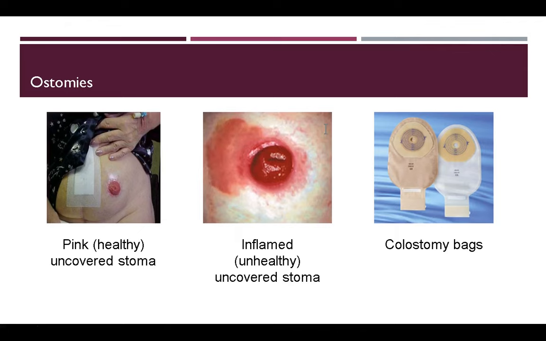The first picture to the left shows a pink, healthy colostomy. The stoma is uncovered. The color is a dark pink. The surrounding skin is in good condition and circulation is adequate to the tissue. The second picture shows a different stoma. Notice the color is deeper in red and the stoma is inflamed. The skin surrounding the stoma is raw and irritated. Fecal output may be causing irritation or another skin reaction may have occurred.